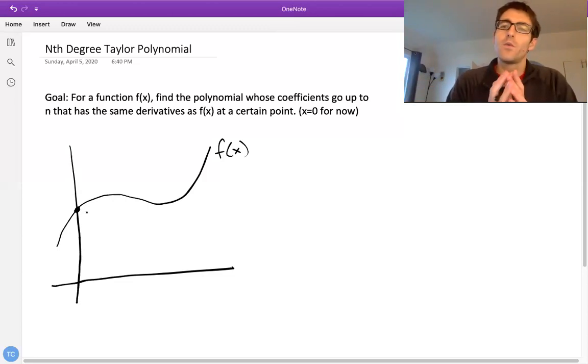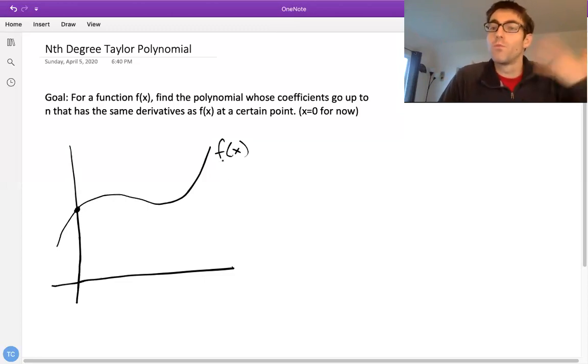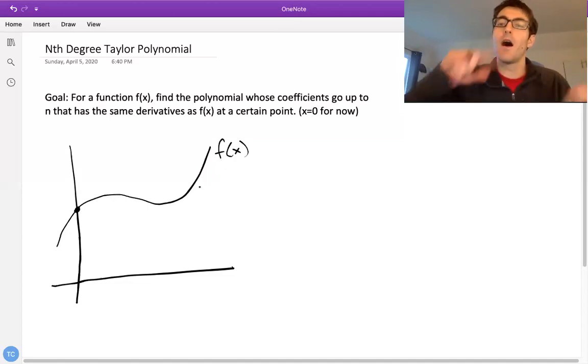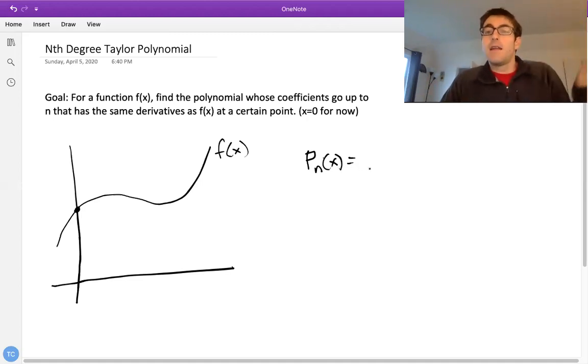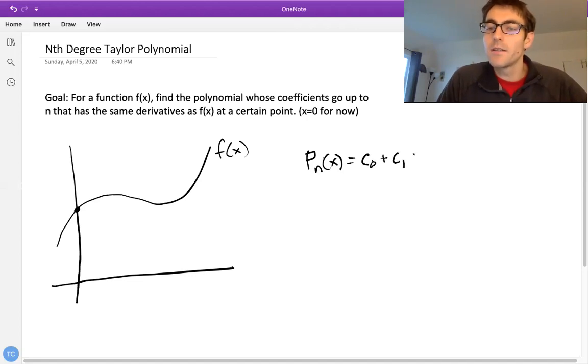And if our function's derivatives match more higher order derivatives of the function f of x, it's going to do a better and better job of matching its actual behavior. So our goal is to come up with some polynomial. So the nth degree polynomial in its general form, so any nth degree Taylor polynomial looks like some constant plus some other constant times x plus some other constant times x squared, etc.